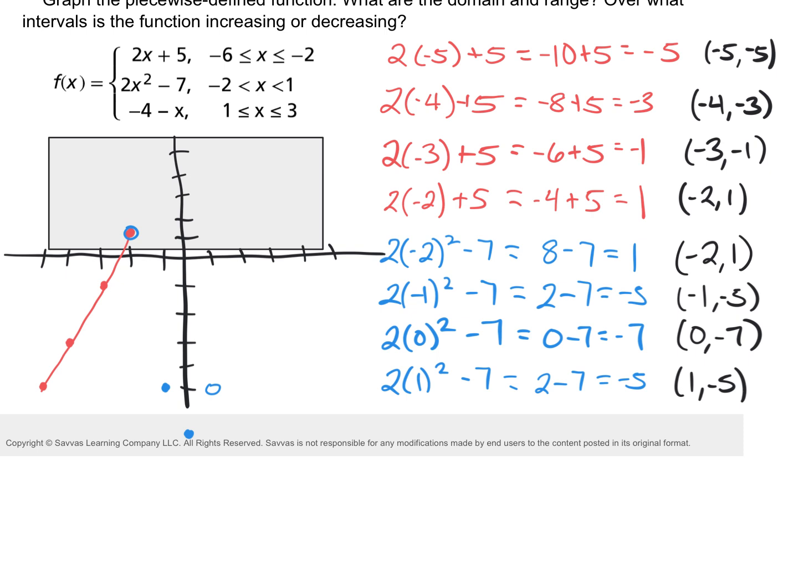Now, are we done with 1? No. Why not? Because 1 was in this interval, is it also in another? Oh, yes, it's in the third one too. So we need to also plug in 1 to the third one. We have negative 4 minus 1. What's negative 4 minus 1? Negative 5. What is the coordinate I just created? 1, negative 5. What do we know about that coordinate? It's going to be closed.